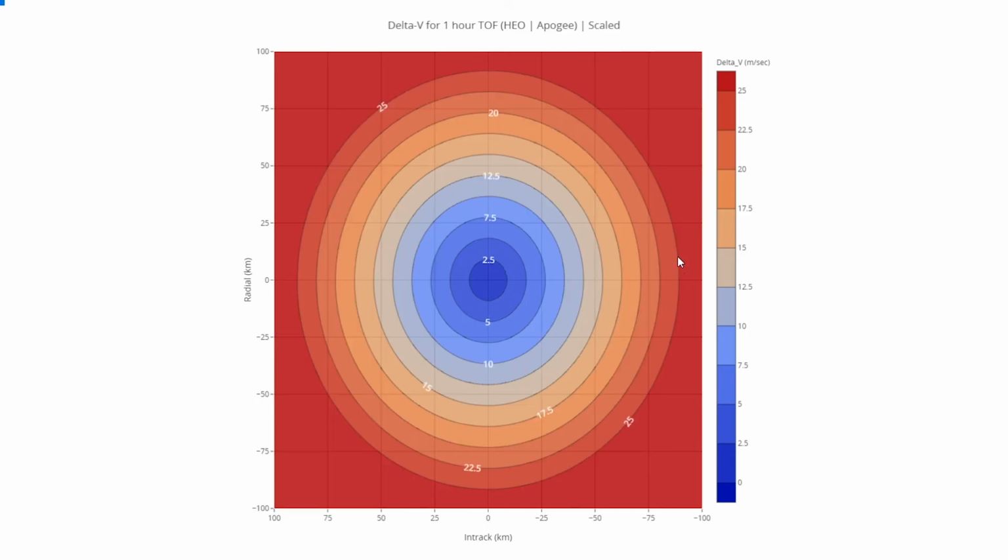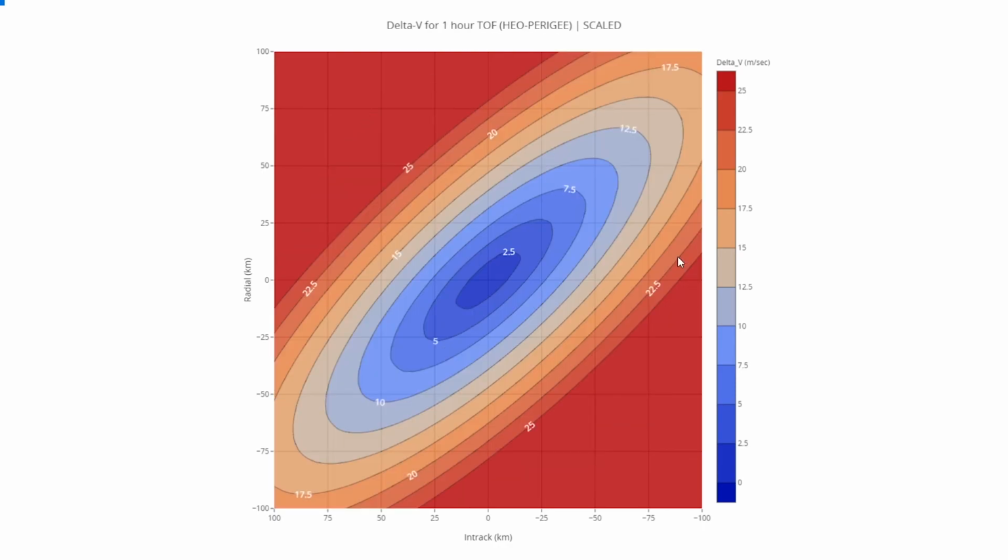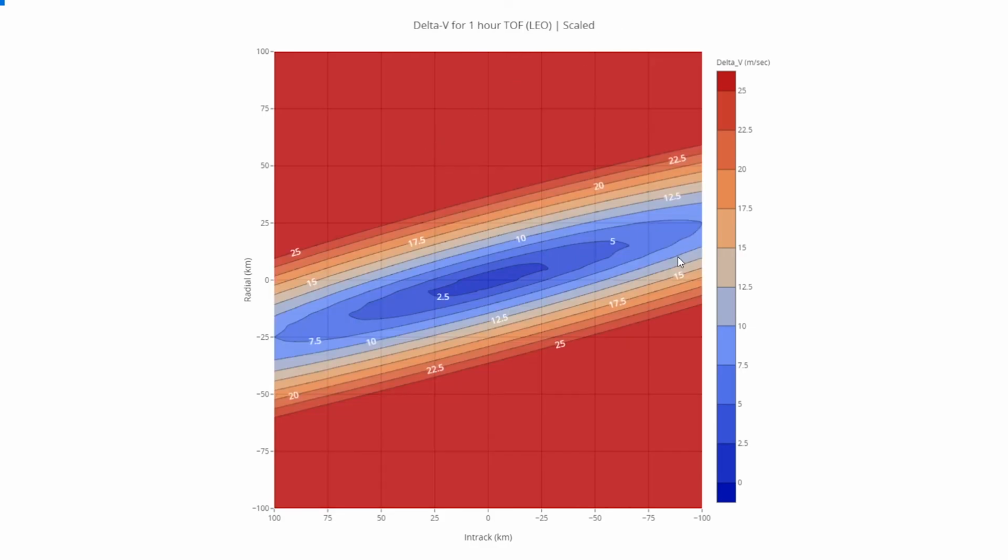So, some big summary takeaways. If you're flying at GEO or you're flying at HEO apogee, forced motion is totally acceptable for a 1 hour time of flight. If you're flying in LEO or you're flying at HEO perigee, then natural motion becomes a more significant factor, and you need to understand how natural motion works. If you want to do forced motion in these regimes, it's not that it's impossible, it's just going to be significantly more expensive.